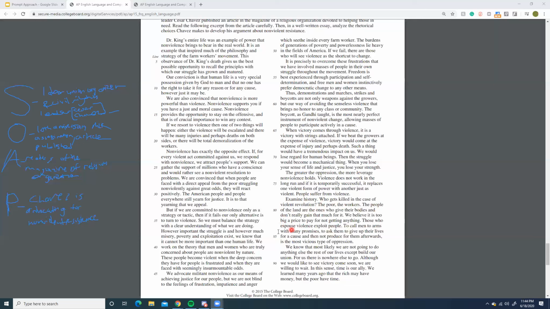Those who espouse violence exploit people. To call men to arms with many promises, to ask them to give up their lives for a cause and then not produce for them afterwards is the most vicious type of oppression.